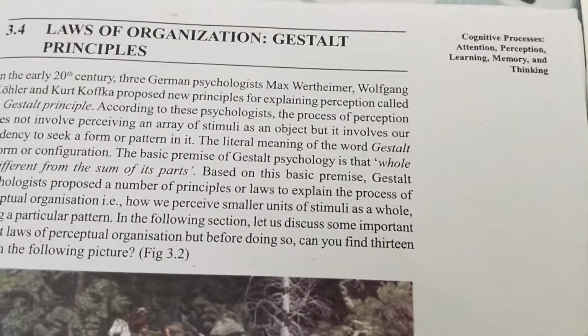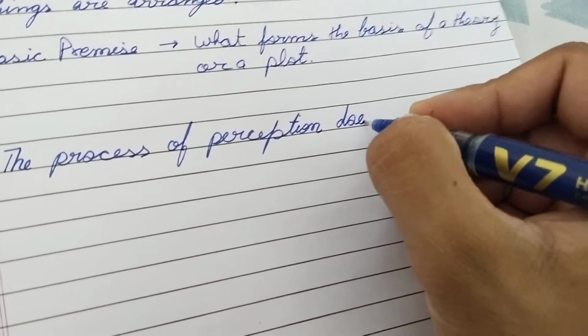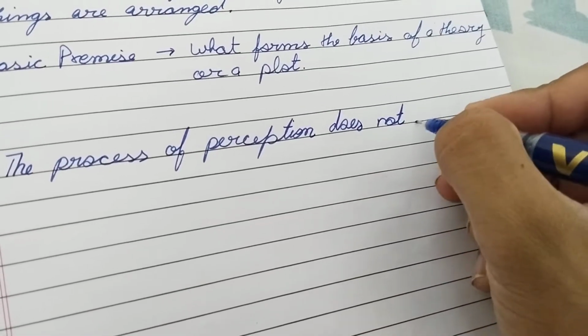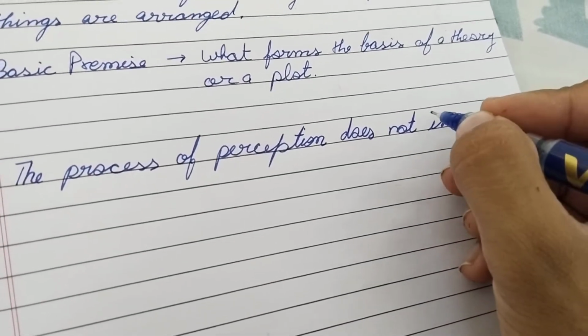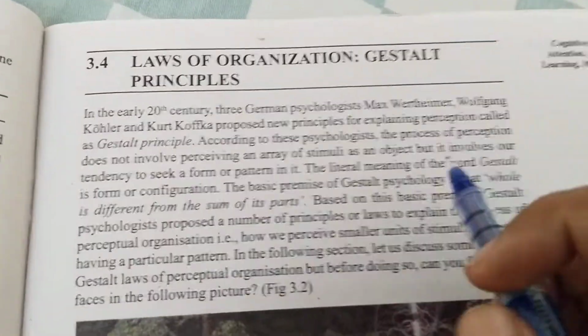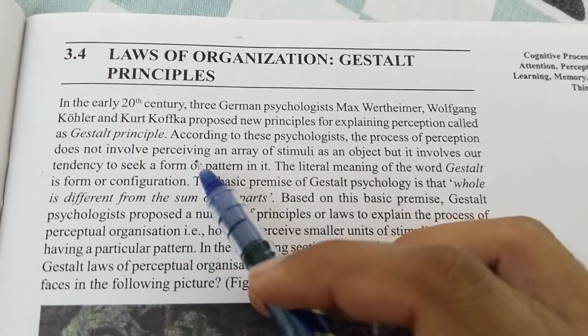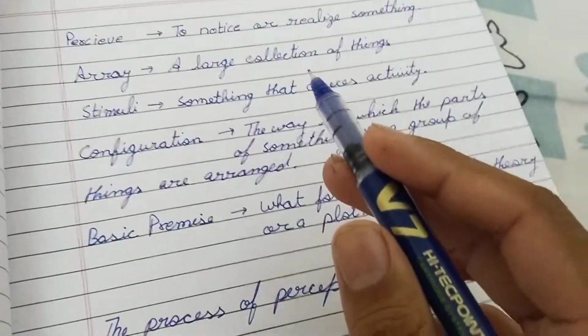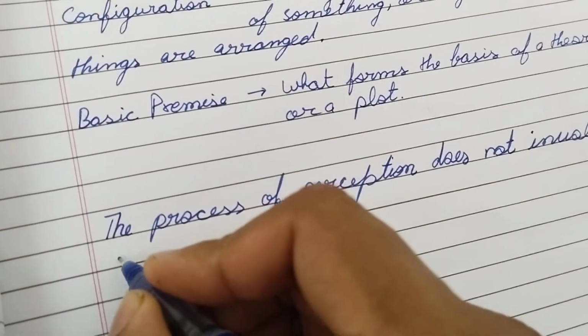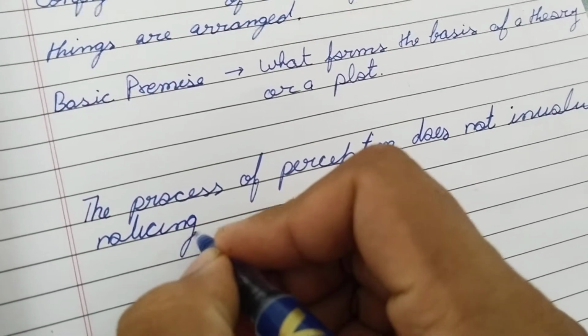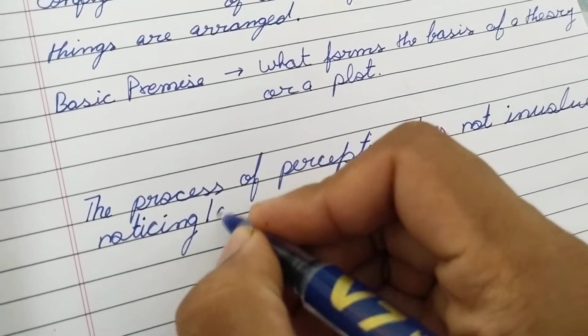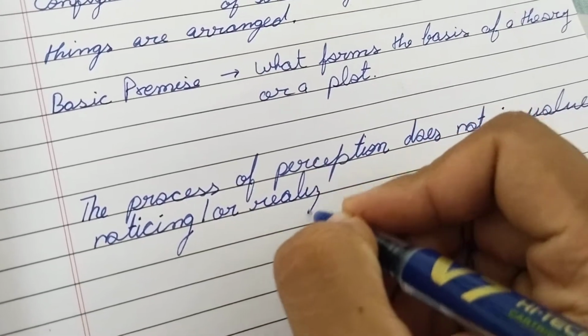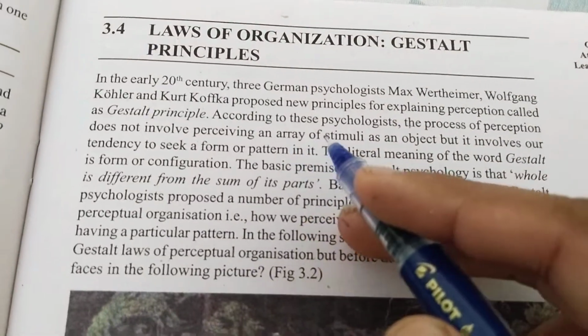The process of perception does not involve perceiving an array of stimuli. Now we'll substitute these words. First we will substitute perceiving. Perceiving, to notice or realize something, does not involve noticing or realizing what's already given to us. Noticing or realizing an array of stimuli.